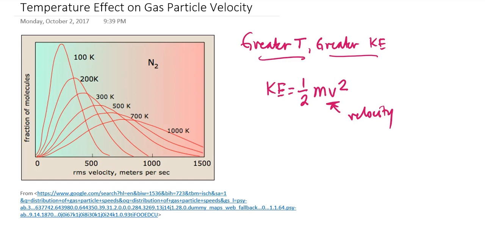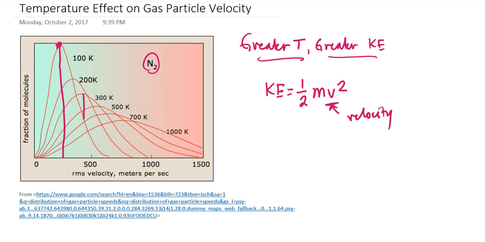And if we actually track the most probable velocity, say going from 100 Kelvin, and this particular graph is for nitrogen, if we track that most probable velocity and let the temperature increase to, say, 300 Kelvin, what we're going to see is a definite increase in the most probable velocity from about 250 meters per second to approximately just under 500 meters per second.